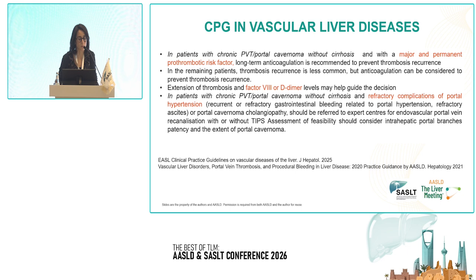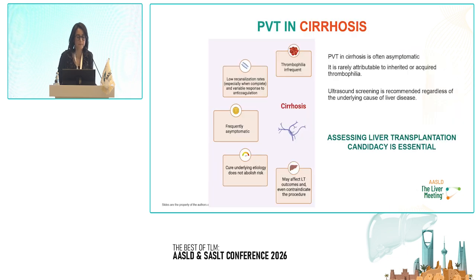If we do have prothrombotic factors, of course, we have to anticoagulate. The factor VIII, I think that this is something that we should incorporate in clinical practice. Also, after 6 months, if we are deciding whether to stop or not stop, D-dimer can help you in taking the decision. If you have a high D-dimer, more than 500, maybe you should continue anticoagulation. And again, interventional radiology is very useful, but in cases of refractory complications of portal hypertension.